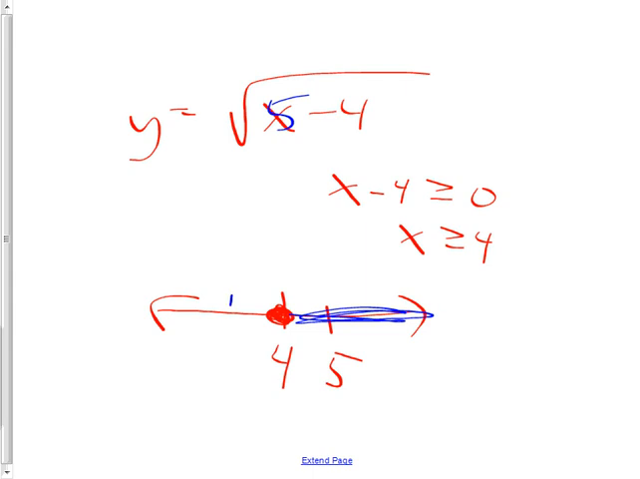And then you test over here and test something like 3. Would this crash my function? Yes, because I'd have a negative underneath the root. 3 minus 4 is negative 1, and the square root of negative 1 is not possible. There's your final answer, except you'd normally write it from 4 to infinity like that. Any questions? That's what you did before.